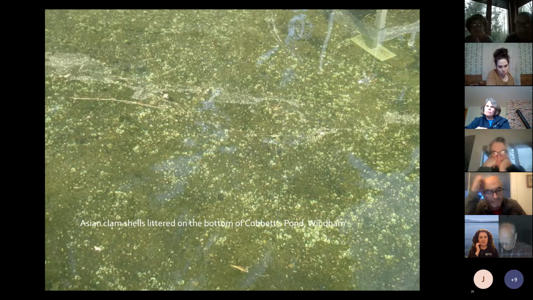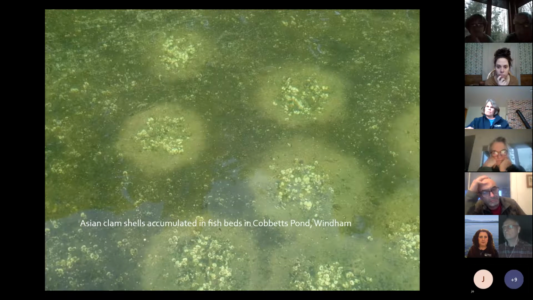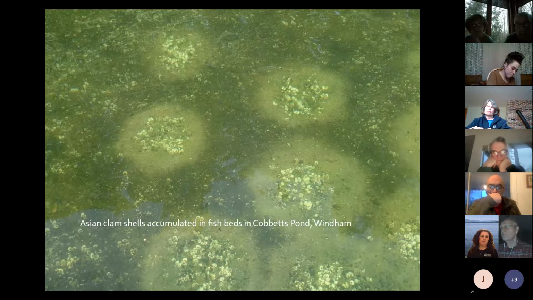So it doesn't look like it's horrible, but all of these shells accumulate on the bottom of a water body. This is Cobbett's Pond down in Windham. And then eventually they can accumulate in fish beds, and they can cause horrible trouble for the reproduction of fish that use beds like this, because they inhibit the eggs from developing and the parent fish from taking care of the eggs. So they can cause some ecological problems in the water body.